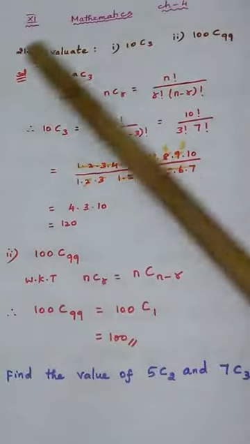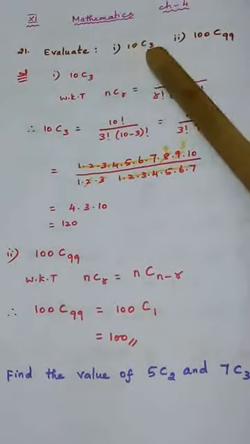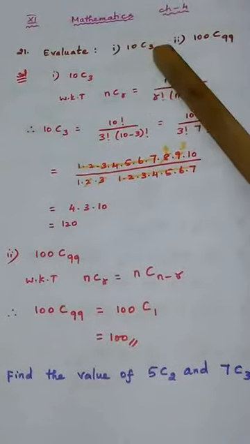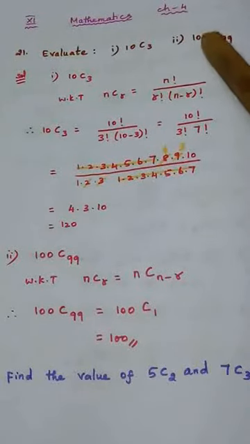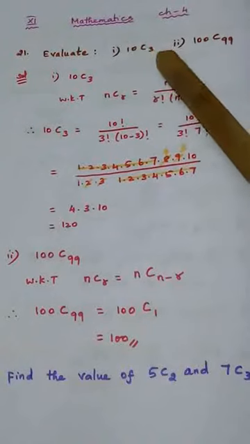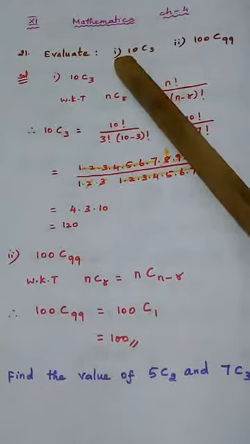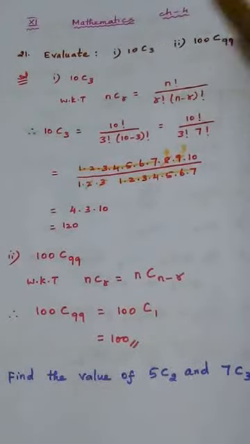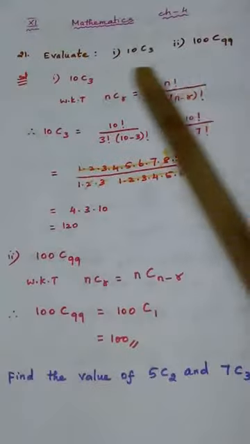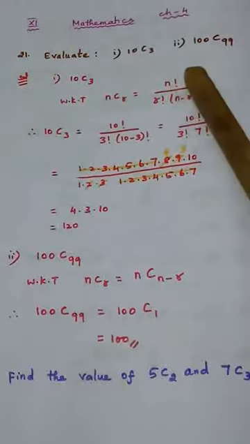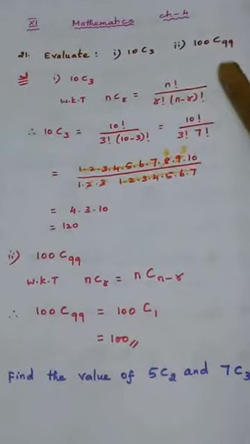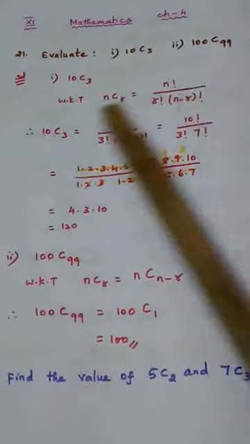Problem number 21. Evaluate. Two subdivisions are given to us. 10C3. Second subdivision is 100C99. C means combination. Keep that in mind. What is 10C3? Out of 10 objects, we are selecting 3. So 10C3. First we are writing the formula that we know. nCr. What is the formula? n factorial by r factorial into n minus r factorial. This is the formula for combination.